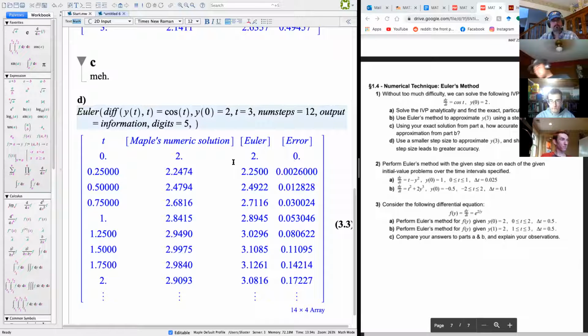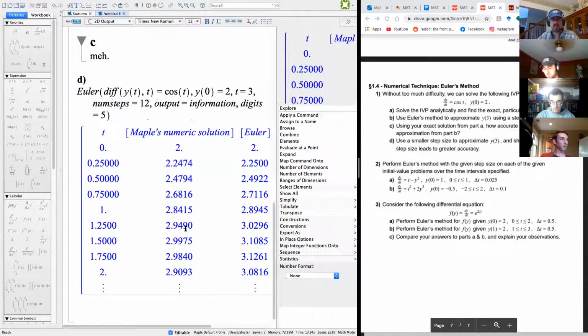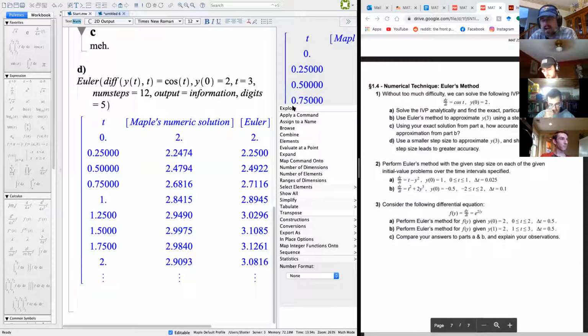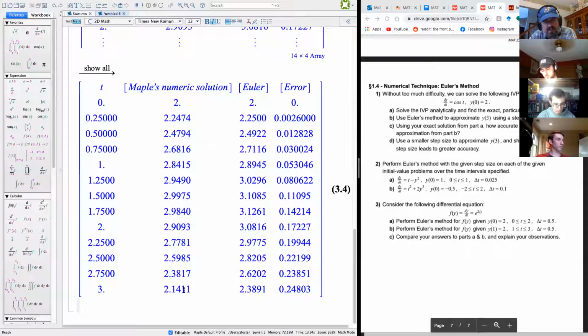Or see all. You can either right click, depending on the version of Maple that you're using, or it'll pop up in the context panel. And so if you scroll, you go down a little bit further, show all. There it is. If you do that, then you'll be able to see the entire table. And so now take a look. Our approximation is now 2.3891, which is better, but still not great.